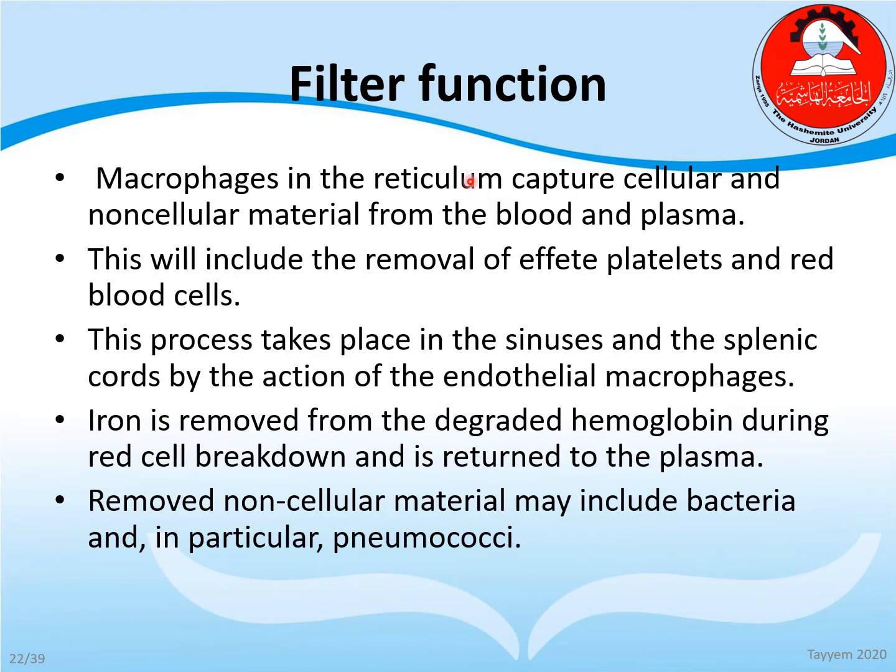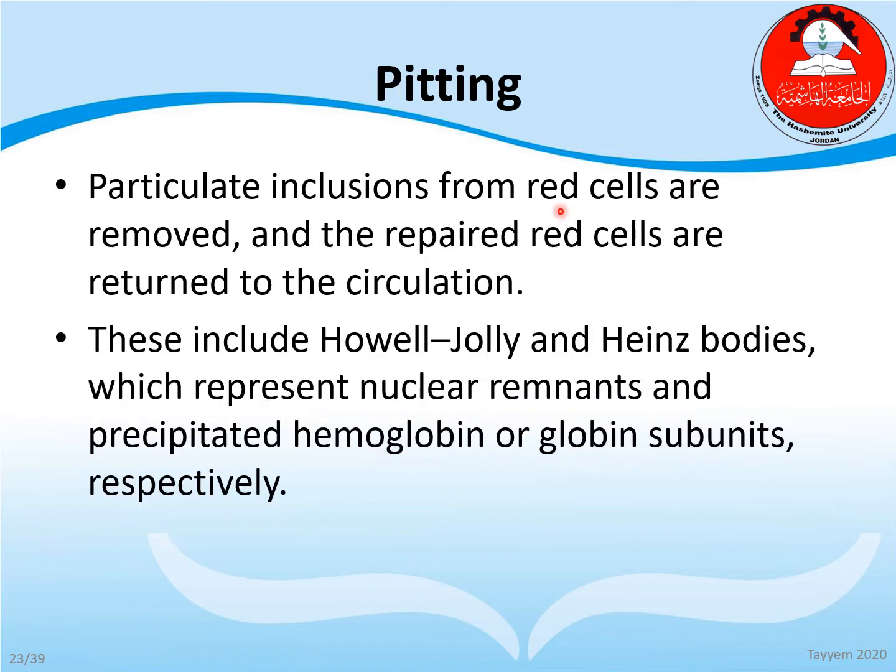The filter function: it helps to filter the blood from cellular and non-cellular material in the blood and the plasma. For example, defective platelets and red cells are filtered away from the circulation. In addition, non-cellular material such as bacteria is also filtered by the spleen. Pitting is the function of removing inclusion bodies from red blood cells, such as Howell-Jolly and Heinz bodies.